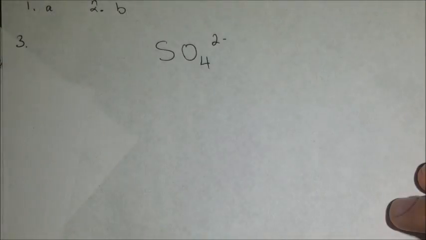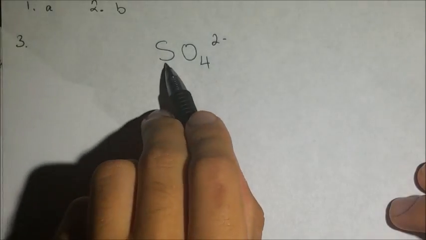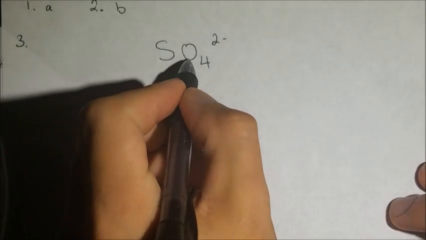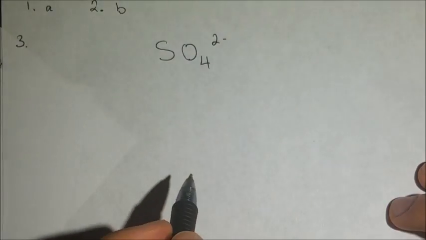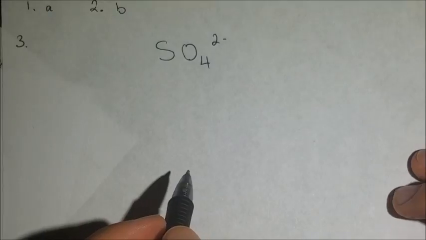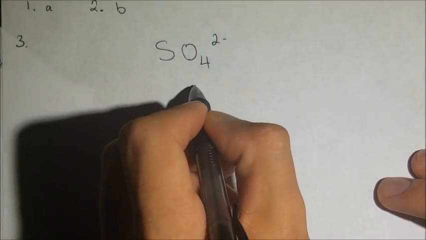So now for number 3, we're being asked to determine what the oxidation number on the sulfur is in the polyatomic anion sulfate, SO4 2-. So this one is really quite simple as long as you remember that each oxygen is going to carry a -2 charge with it.